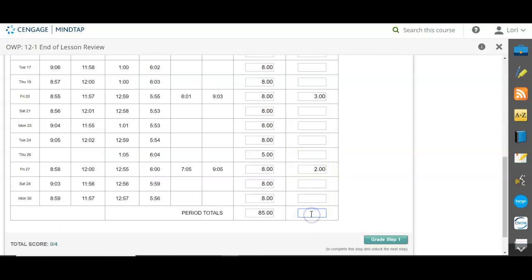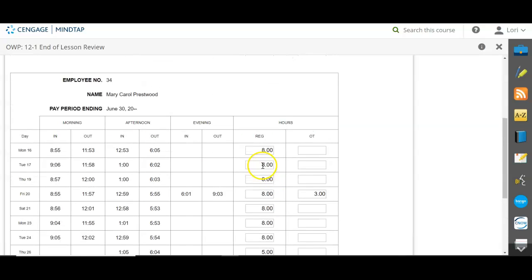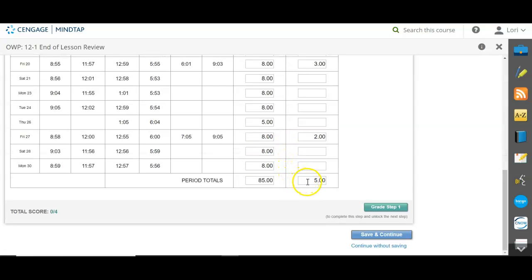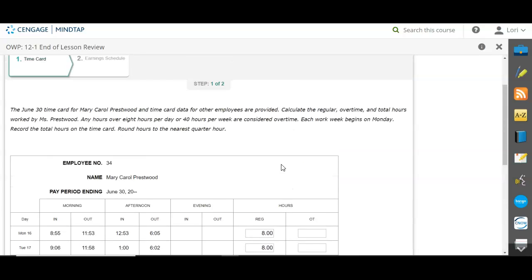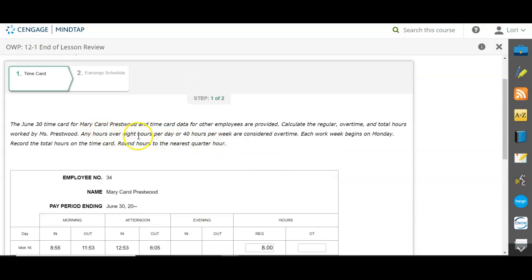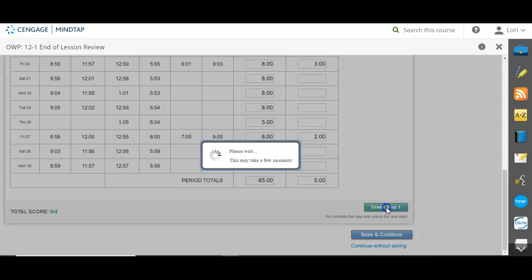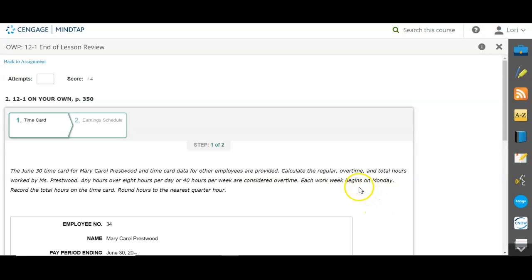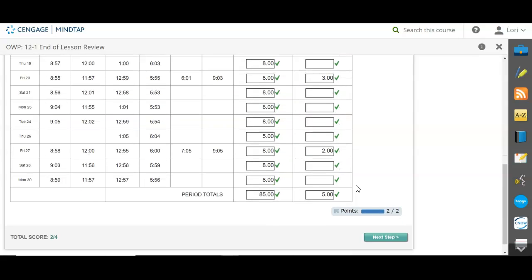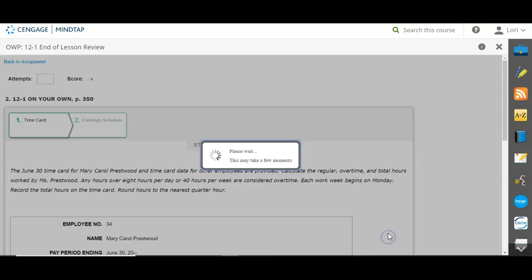As you can see, she has worked 35 hours in her regular week, and she has worked 5 hours of overtime. So I hope that's what you got. Keep in mind that any hours over 8 hours per day or 40 hours per week are overtime. So let's grade the first step. And you should see a ton of green checks, which I do. So we are done that step.